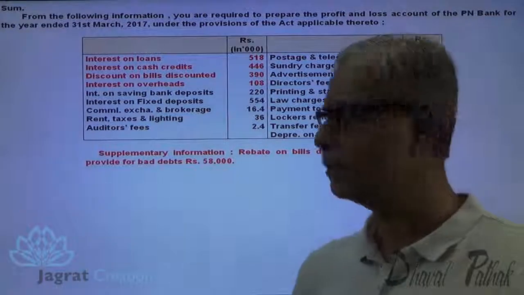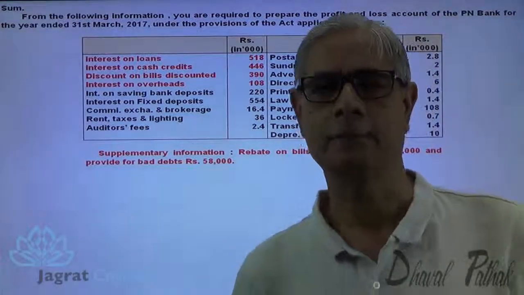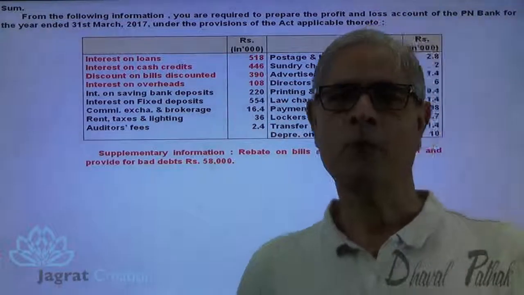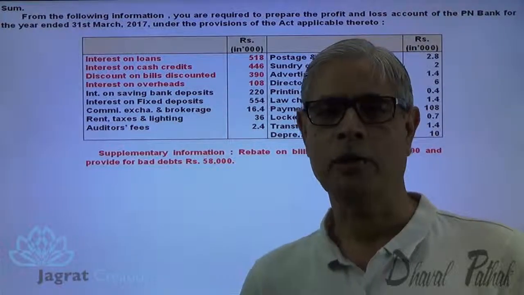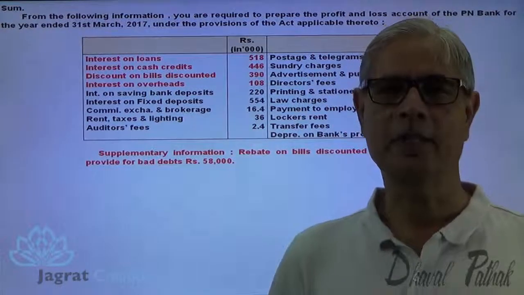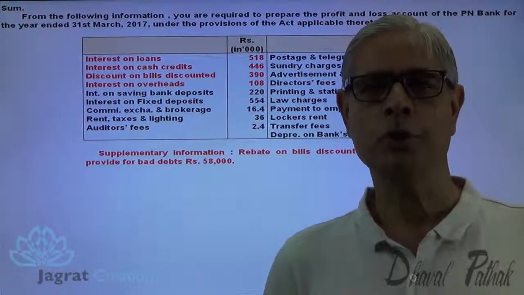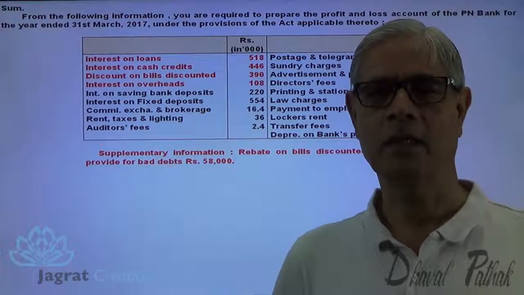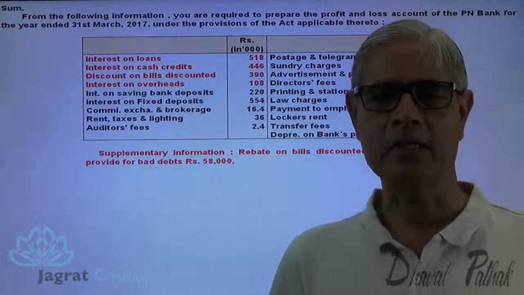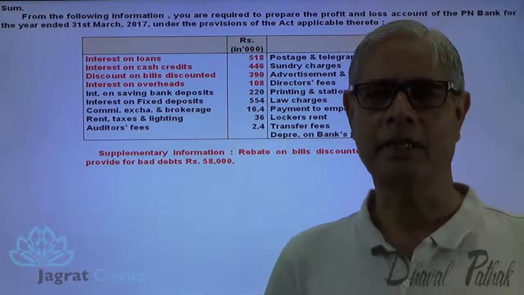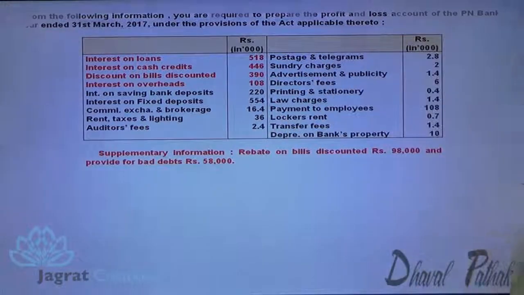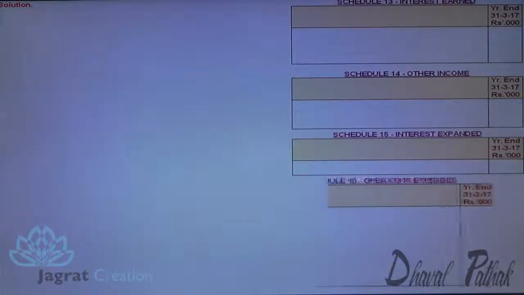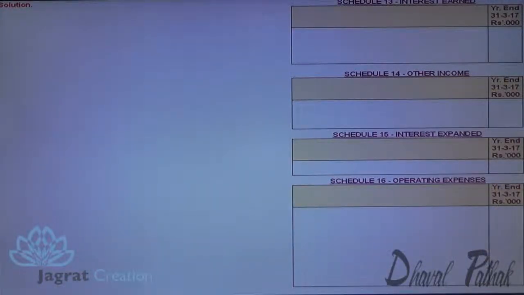And provide for bad debt rupees 58,000. So these are the adjustments. This is the information given to us. Now for the purpose of preparing the profit and loss account, I am required to prepare Schedules 13, 14, 15 and 16. Schedule 13, interest income; 14, other income; 15, interest expended; 16, operating expenses. Let me start preparation for all these things. So these are the schedules that I have prepared.